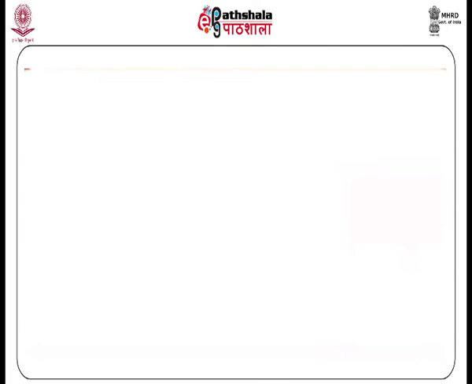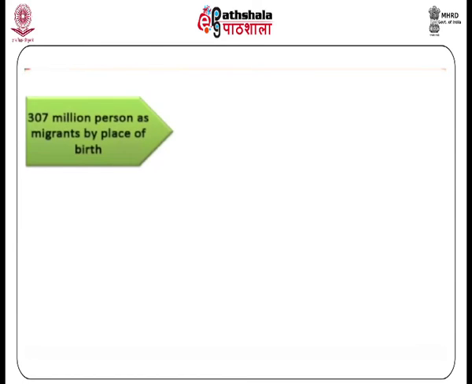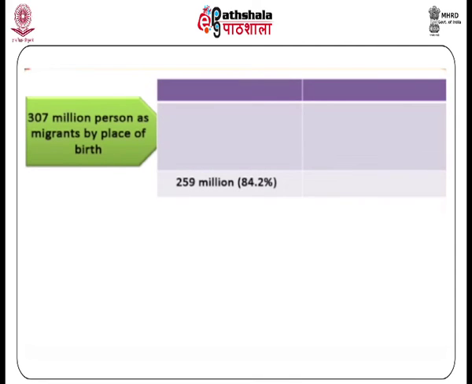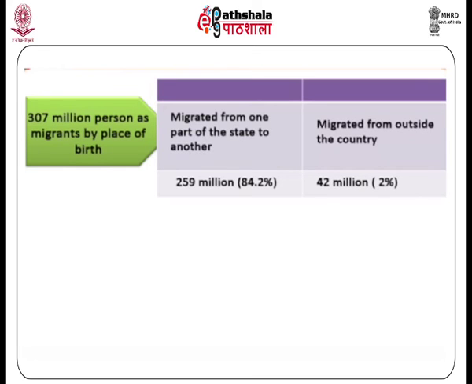Let us now have a look at the census of 2001, which reports about 307 million persons as migrants by place of birth. Out of them, about 259 million migrated from one part of the state to another, that is, from one village or town to another village or town, and 42 million from outside the country.